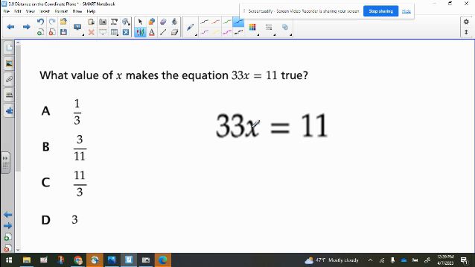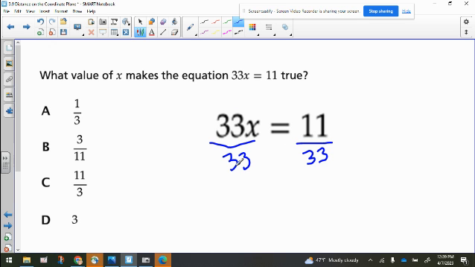So we have to find the variable. Here it is, it's x. What's happening to it? It's being multiplied with 33. What's the inverse of that, or the opposite of that? It would be to divide by 33. So we have to do that to both sides of the equation to keep it balanced. So if we divide this side by 33, that means we need to divide this side by 33.